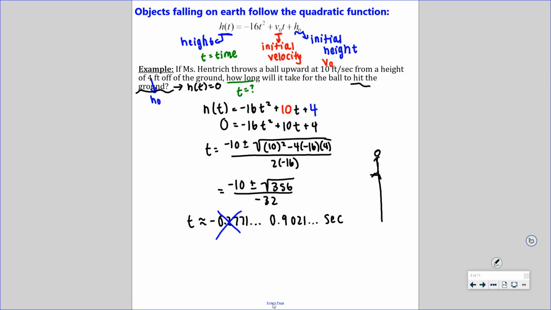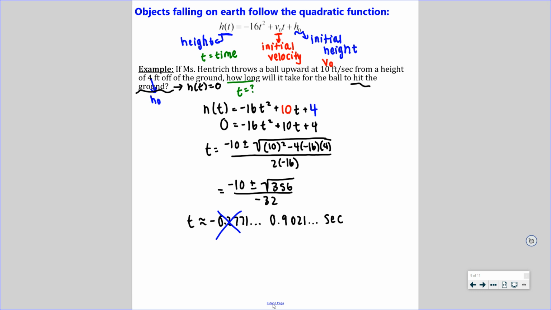Here's me, and I threw this ball. Since this is a parabola, we are essentially figuring out the x-intercepts. So here's that 0.9 seconds. And if we go back in time, we'd have another point where the height is 0, right? Does that kind of make sense? Yeah, but obviously that can't happen.